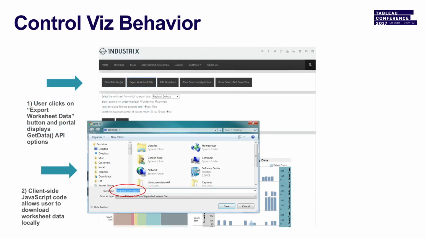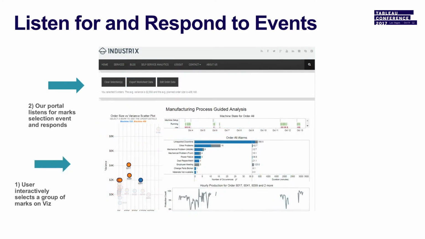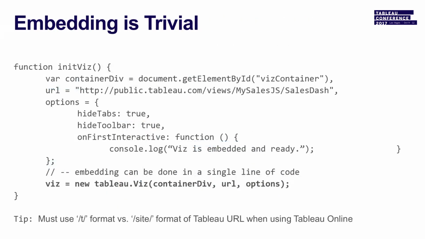So you can control the viz behavior. User clicks somewhere in the portal UI, your JavaScript code kicks in, you interact with the viz, you tell it to do something, you've enriched the experience the user is having with that embedded visualization. And likewise, as the user interacts with the viz, you can be responding. You can detect those interactions and choose to do something. And it's trivial.